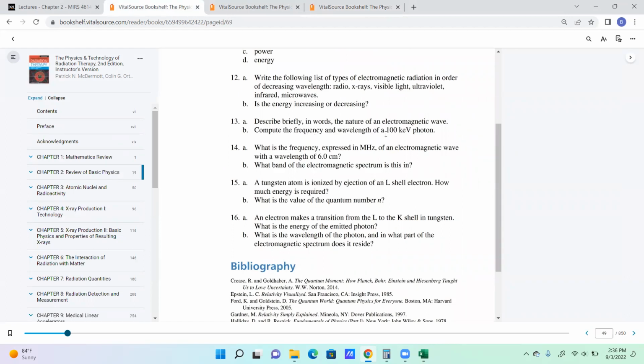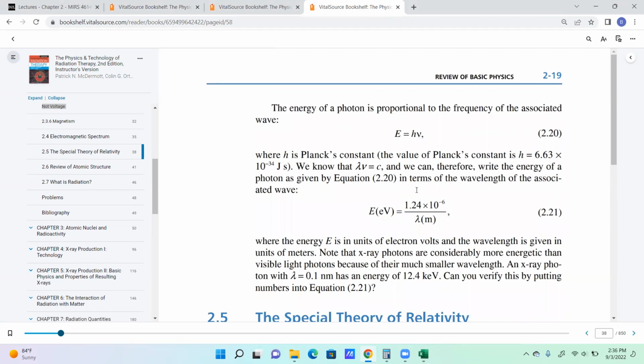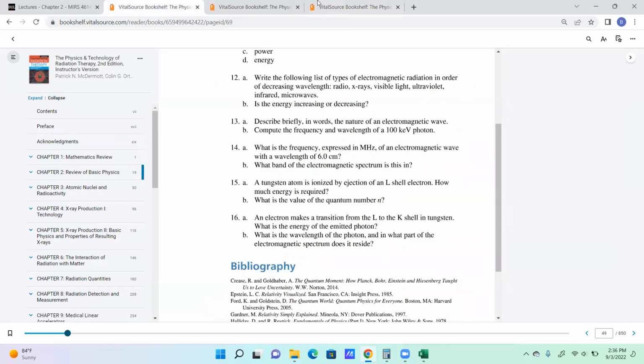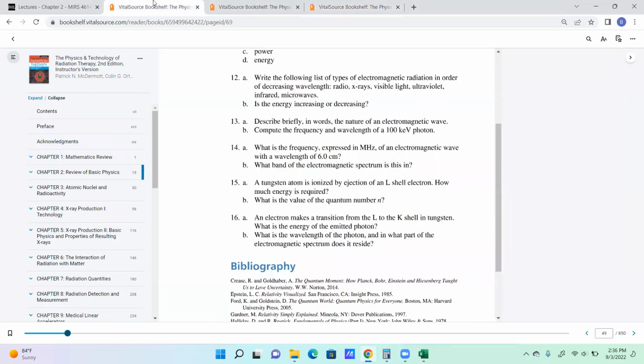Compute the frequency and the wavelength of a 100 keV photon. Well, to do that, you've got the energy here, which you can substitute in. And remember, that is in keV, so you'll want to convert that to eV. Use this particular relationship, and you'll come up with a number of meters. Once you've got this, you can plug it into this particular formula, and you can figure out what the answer is. So let's go through that.